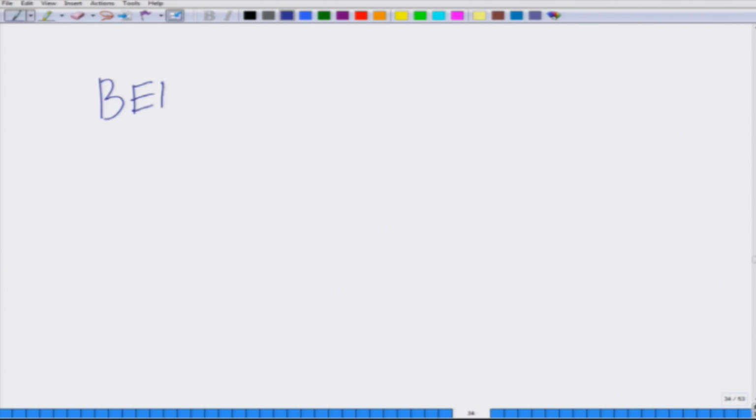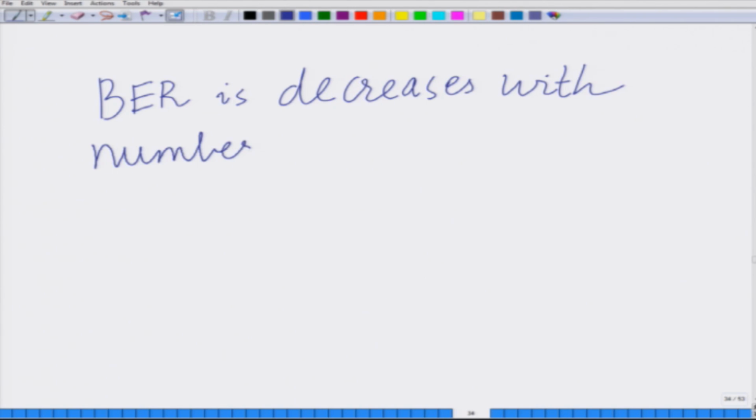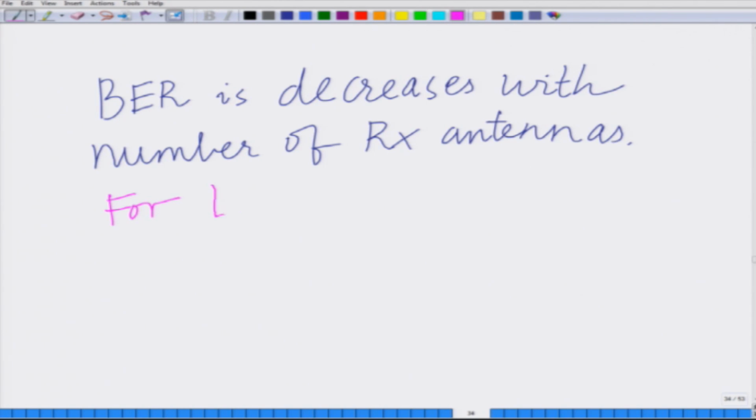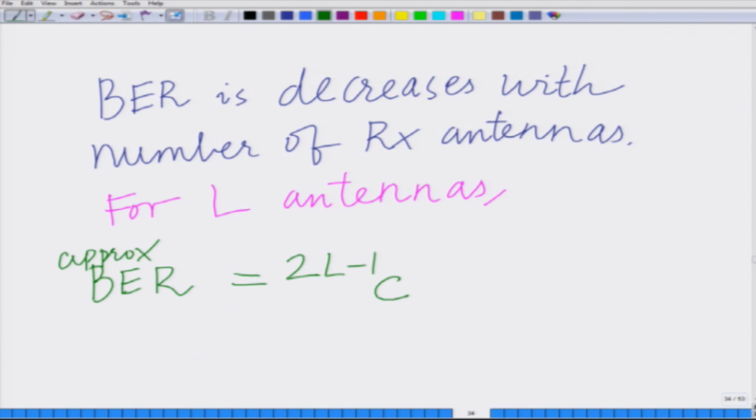So, we are trying to understand the reason why the bit error rate decreases with the number of receive antennas. For instance, for L antennas, let me remind you the approximate bit error rate equals 2L minus 1 choose L, times 1 over 2 times SNR raised to the power of L.